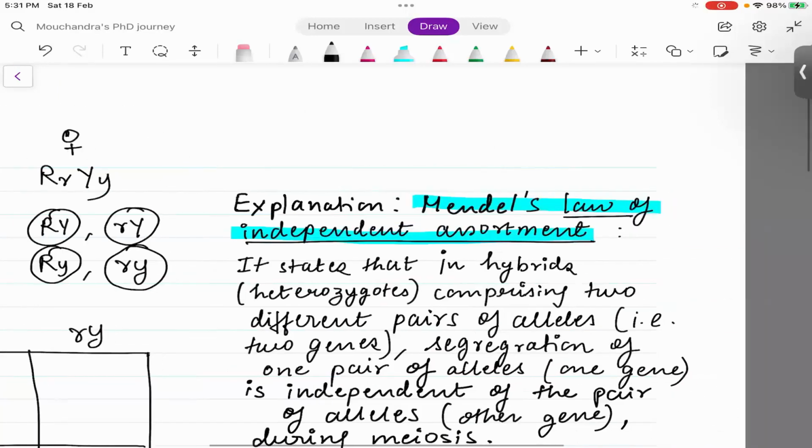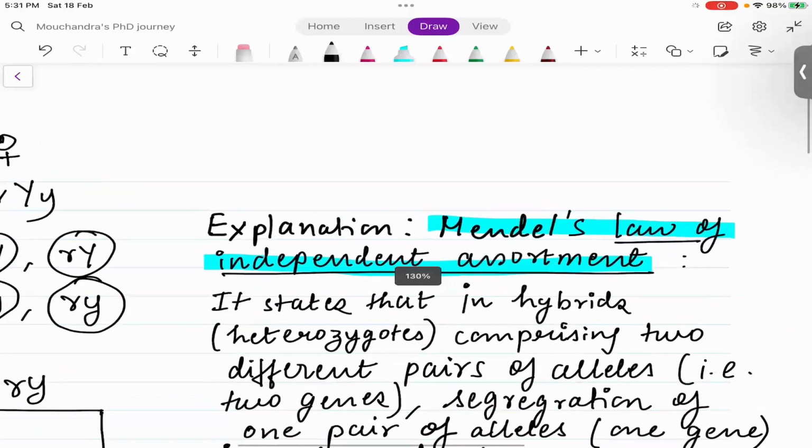For writing this type of genetic combination of gametes, you have to use Mendel's law of independent assortment. This is a new law which I'm explaining just now. Before, in the monohybrid cross, this law was not proposed. This law only comes when you are doing a dihybrid cross.